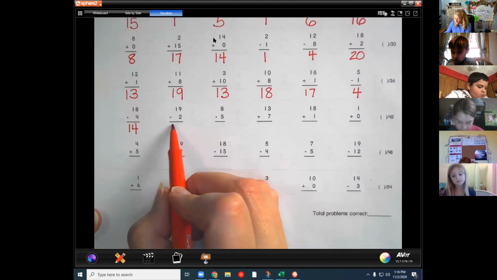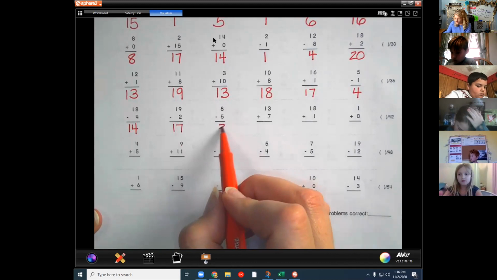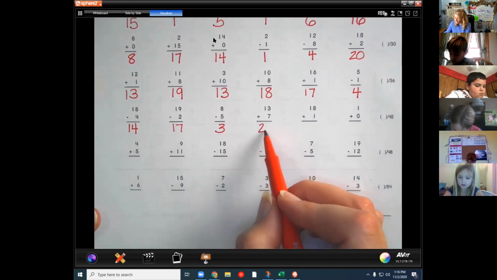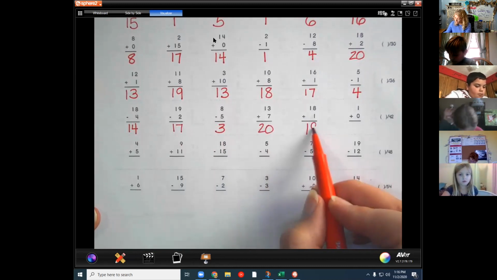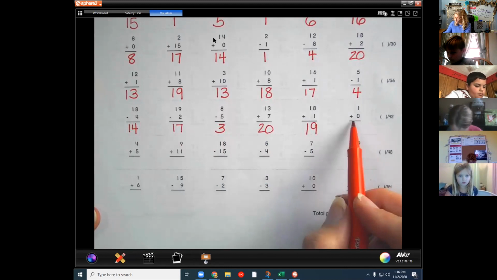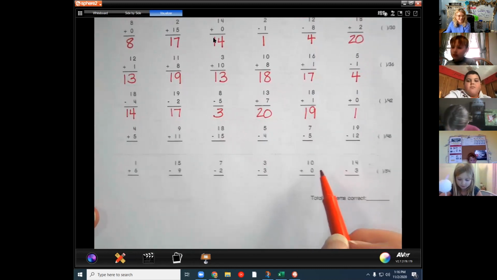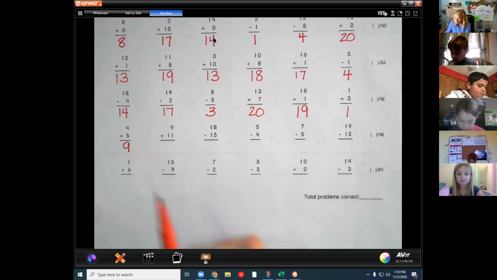19 minus 2 is 17. 8 minus 5 is 3. 13 plus 7 is 20. 18 plus 1 is 19. 1 plus 0 is 1. Keep going. Oh my goodness. Okay, next row. 4 plus 5 is 9.